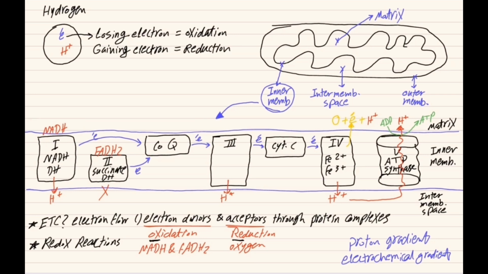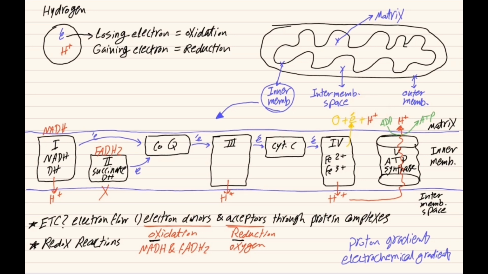Now on this side we have oxygen plus electron plus proton. And as we said earlier, an electron and a proton give you a hydrogen atom. So if we have oxygen and hydrogen, then we're just gonna have water, H2O.